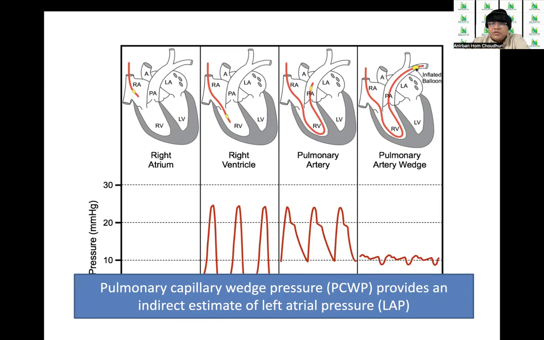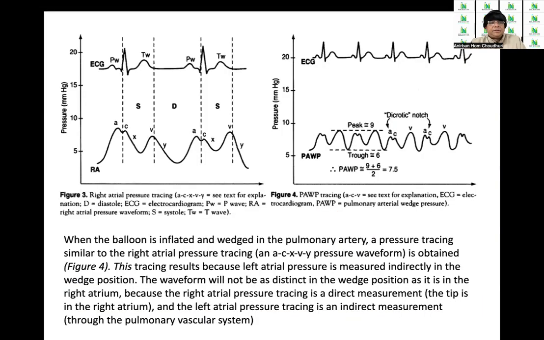So this is true in patients where they have no arrhythmias and all the valves are functioning normally. There is no difference between the left and right side of the heart. Now, when a balloon is inflated and wedged in the pulmonary artery, a pressure tracing similar to the right atrial pressure tracing is obtained, as you can see in this figure 4, the peak of which you can find out.